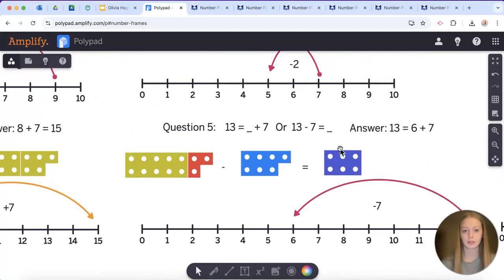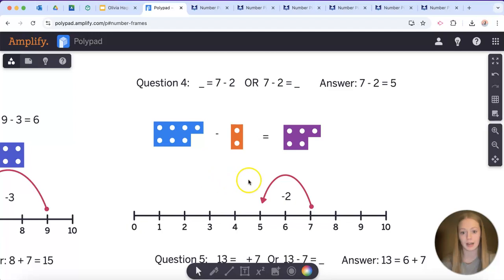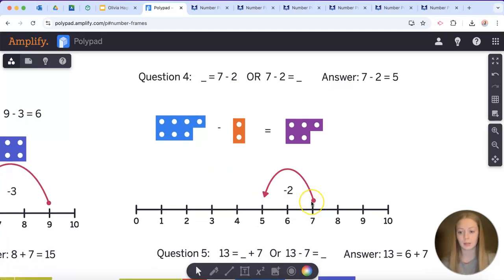I'm going to go over to question 4. What equals 7 minus 2? I also just rearranged this to make it simpler. 7 minus 2 equals what? So you have 7. Subtraction means taking away. You take away 2, you are left with 5. And again, that's the number line I got. 7 minus 2, you get 5.